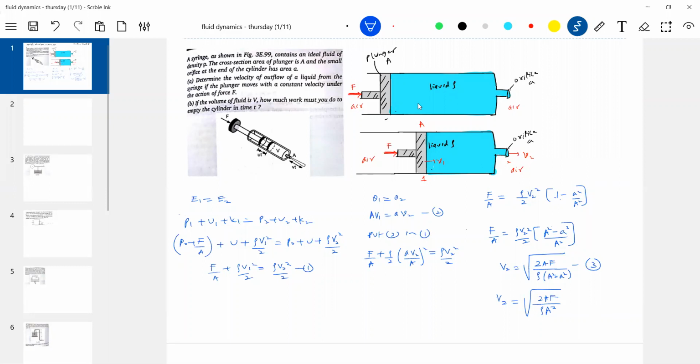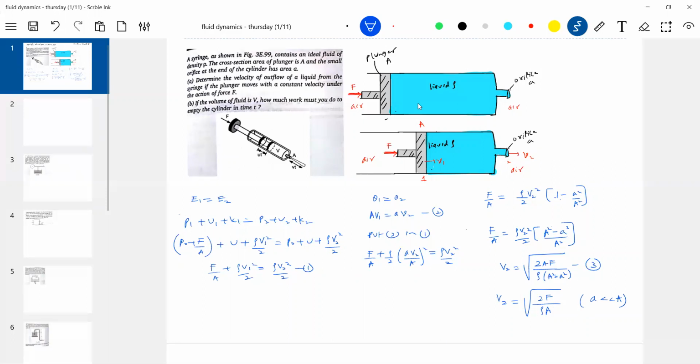Okay, only A will come, no? So V2 is 2F by rho A. With this much of speed, it will come. So if you want more speed, you should push with more force. Fine. The density of liquid also matters.